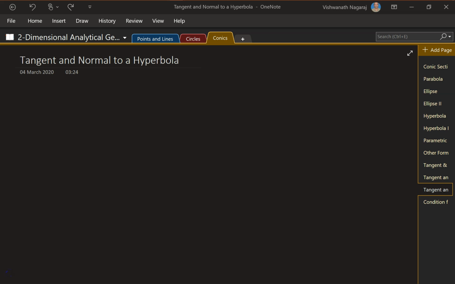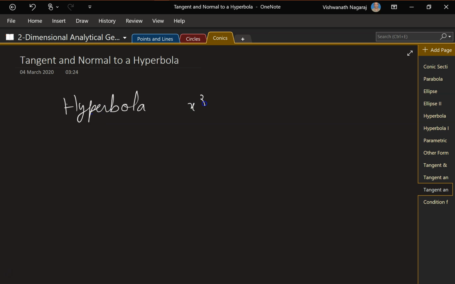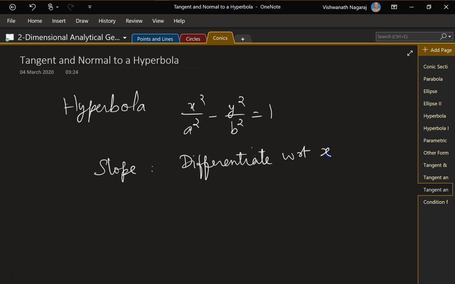Tangent and normal to a hyperbola. Okay, so we know the hyperbola equation is x squared by a squared minus y squared by b squared is equal to 1. Now let's find the slope. To find the slope, we differentiate with respect to x.